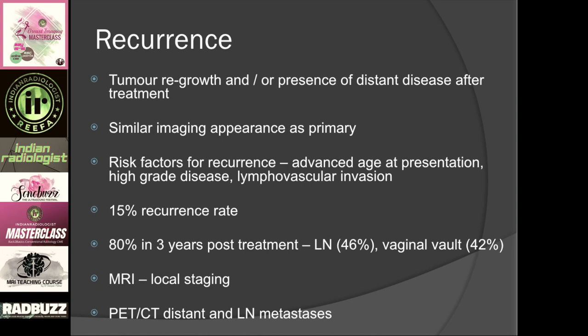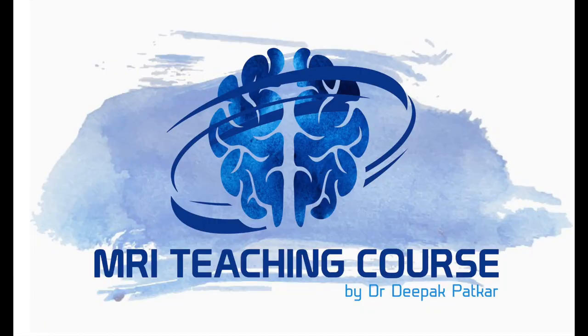Recurrence, now that's defined as tumor regrowth and or presence of distant metastatic disease after treatment. It's going to have very similar appearance as primary tumor. Patients who have advanced age at presentation, have high-grade disease, or were found to have lymphovascular invasion on the original staging scan are at higher risk of recurrence. The overall recurrence rate is still about 15%, and 80% of these are going to present in the first 3 years with lymph node involvement or vaginal vault involvement. MRI is performed for local staging and PET CT scan for distant metastasis.